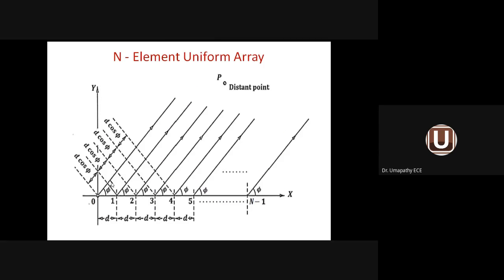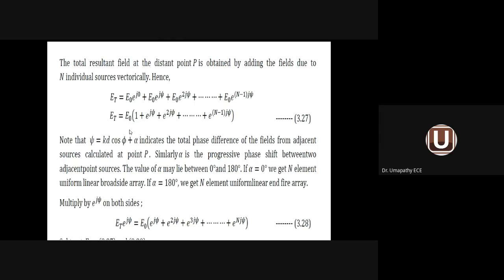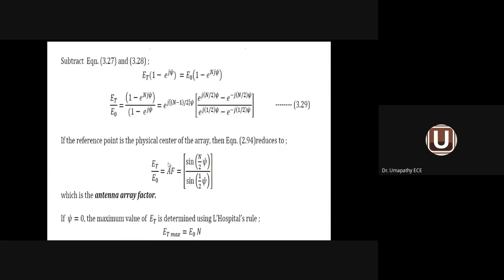By looking at the diagram, you can see n number of elements are available. 0 is the first element, 1 is the second element, n minus 1 is the nth element. We are calculating ET at a distant point P because of all the antenna elements. That is given by the expression ET. After getting the expression ET, we are calculating a parameter called the array factor, sine n by 2 psi divided by sine 1 by 2 psi, where psi is the total phase difference.